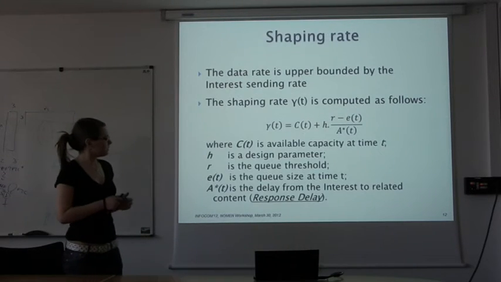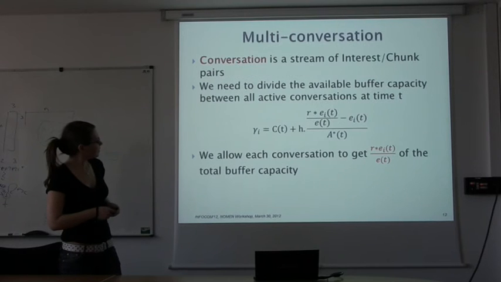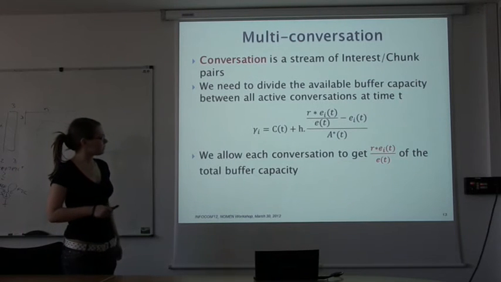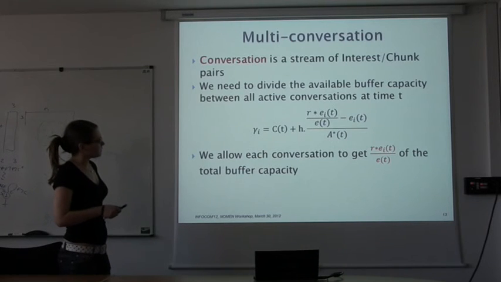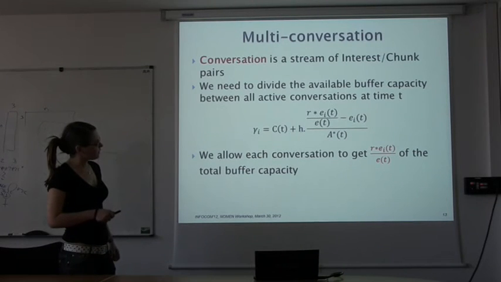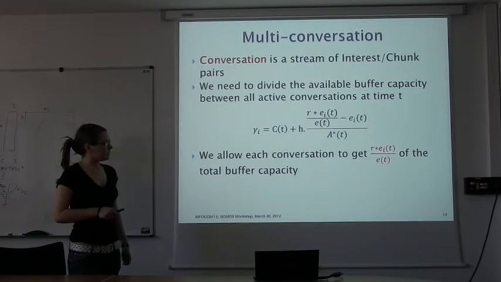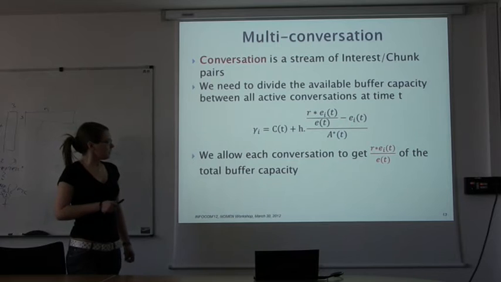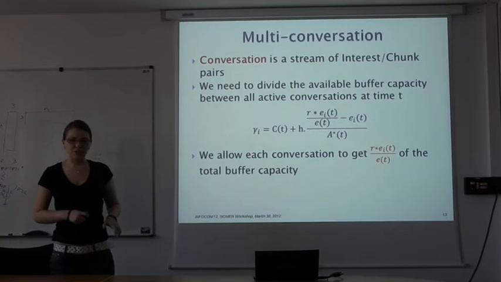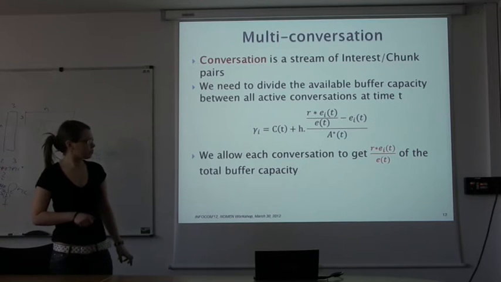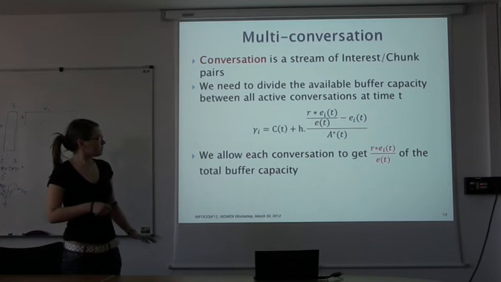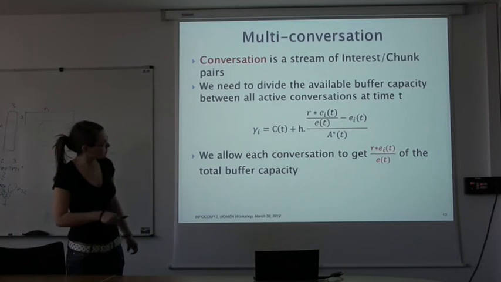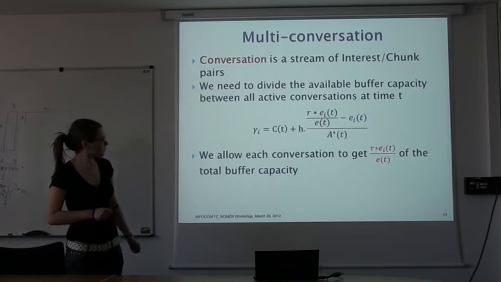So now we have modified this formula as follows. We use the ratio between the number of packets for a given conversation and the total queue length. So it means that we allow each conversation to get a part equal to r multiplied by this factor.